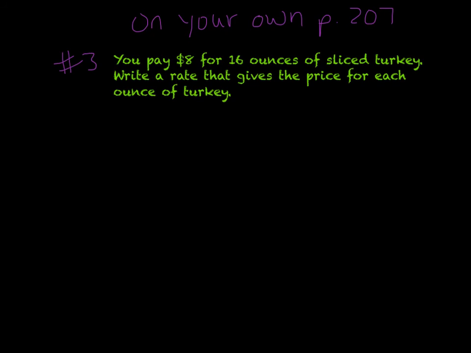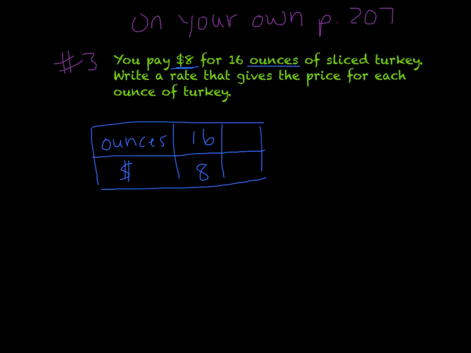The best way to represent this is using a table. But to figure out your table, you need to figure out what your wording is going to be. Well, I've got ounces and I've got money that we're paying. So you can start off with saying ounces, and we can do one that has dollars. So we do 16 ounces for every $8 that we have, and then you can make a table out of that.